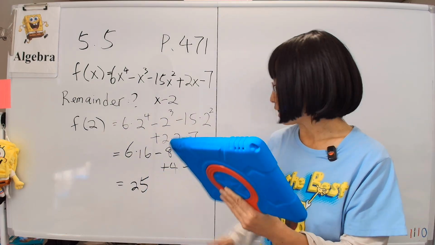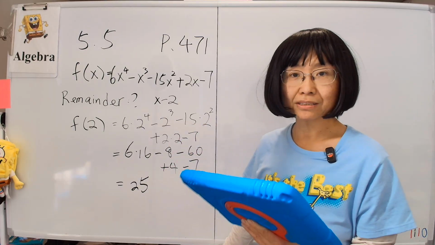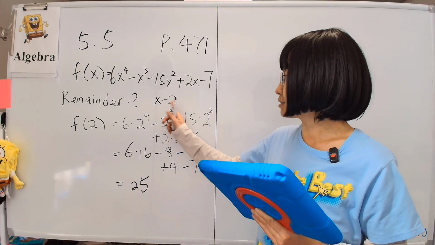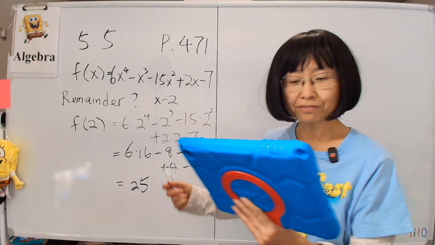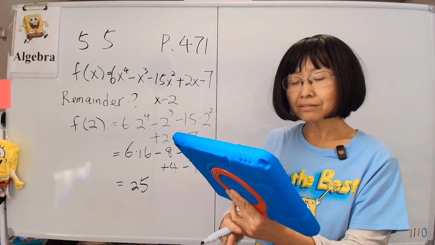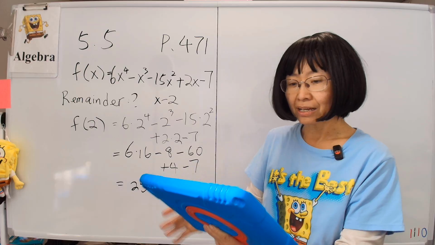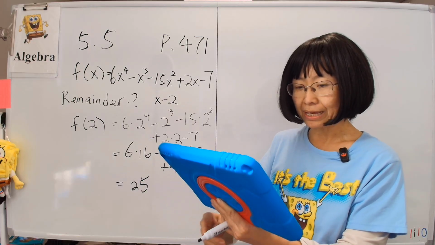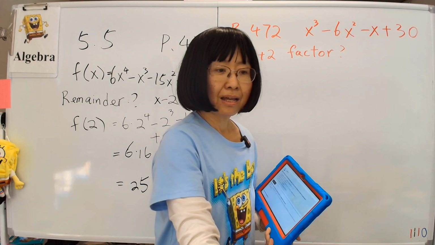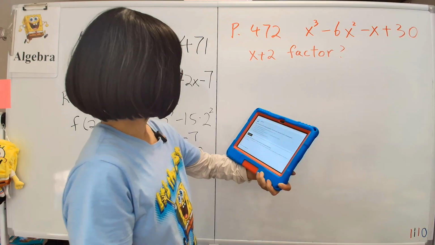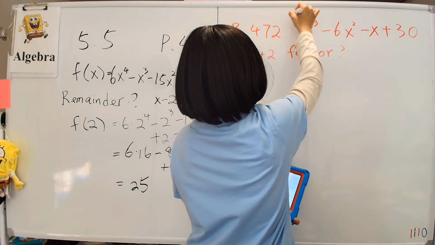So having said that, if the remainder is 0, then this x minus whatever becomes a factor of the polynomial. So let's do an example to see how that works out. Let's look at example 2 at the bottom of the page. I'll write it down. Here's example 2, which I forgot to write down.